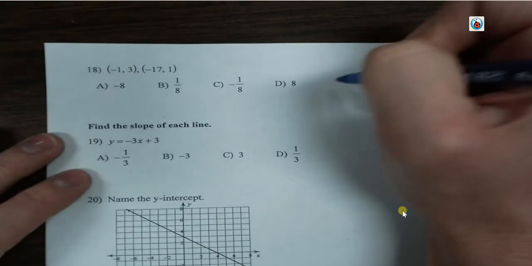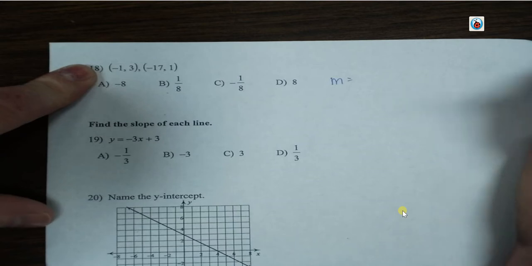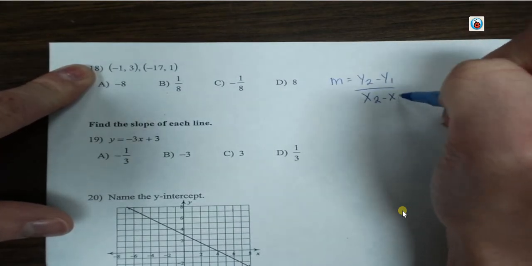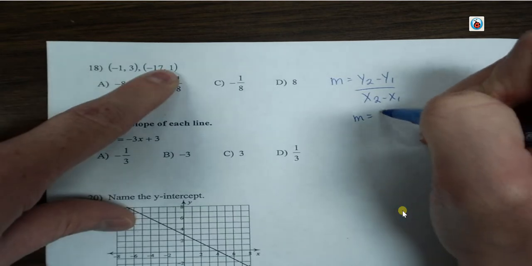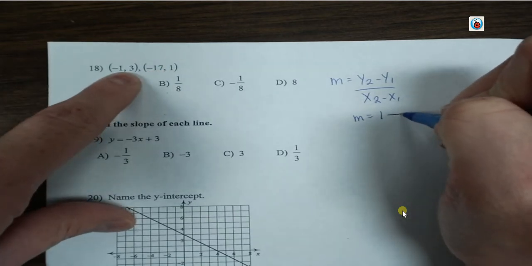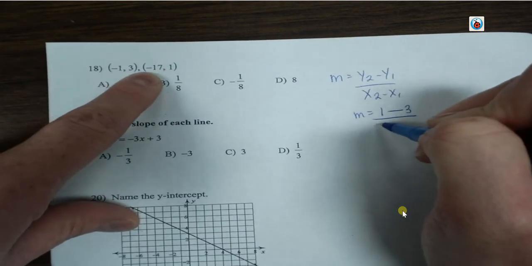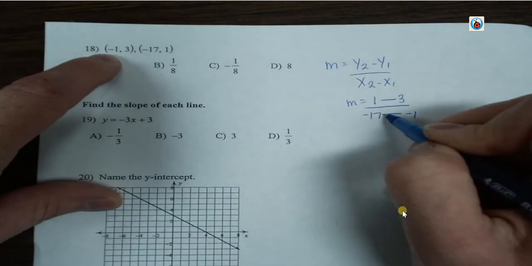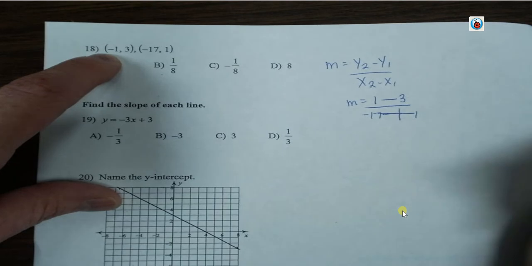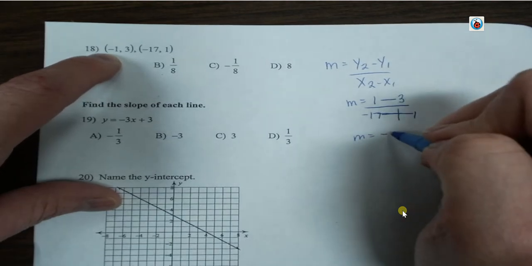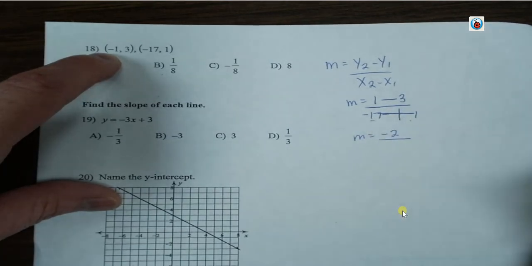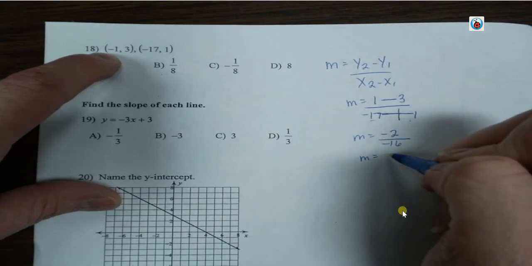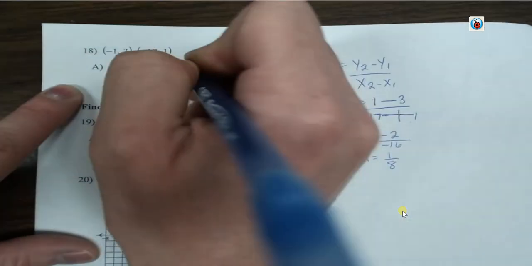Next is slope formula. I want the slope between 2 points. I have the formula for it: y2 minus y1 over x2 minus x1. My second y value is 1 minus my first y value is 3. My second x value is -17 minus my first x value, -1. We know subtracting a negative is really adding, so I'll change that. We have 1 minus 3, which is -2, over -17 plus 1, which is -16. If you reduce -2 over -16, that becomes positive 1/8, and my answer is B.